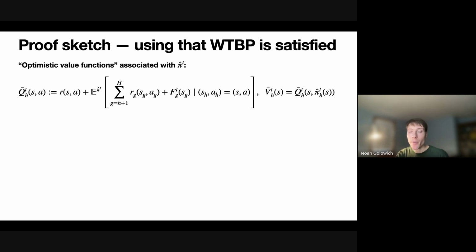Recall that pi hat t are the policies that are explored by our algorithm, or chosen by our algorithm. And I'm now going to find optimistic value functions associated with the policies pi hat t. So for each t, I'm going to define an optimistic q value function, q bar t at a state action pair, which is equal to the immediate reward plus the expected value of rewards and bonuses from step h+1 to capital H. I'll then let v bar t be the value of q bar t at the state S, where the action is given by the choice of pi hat t at state S.